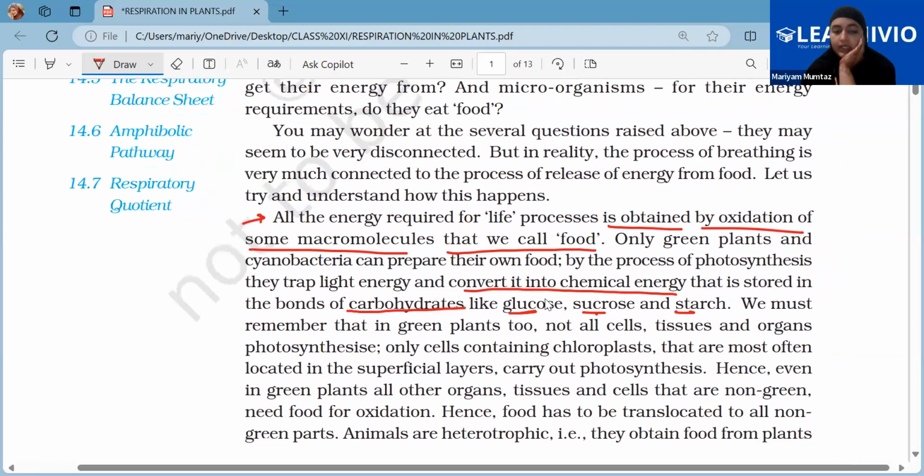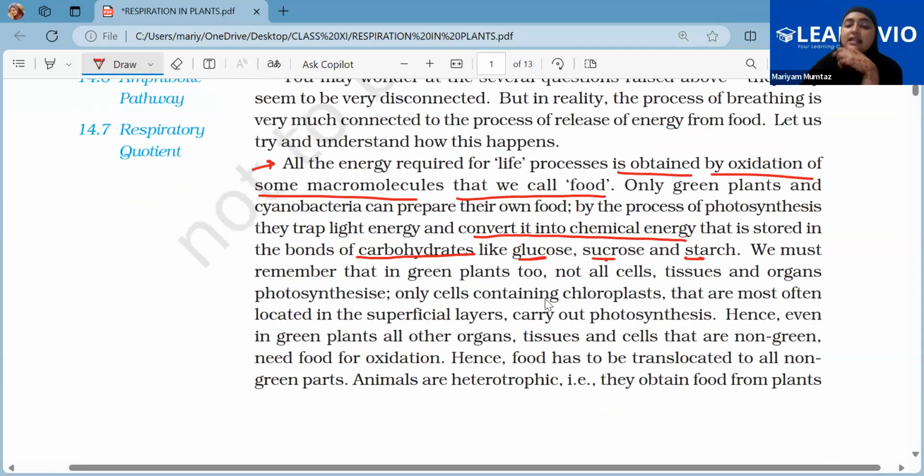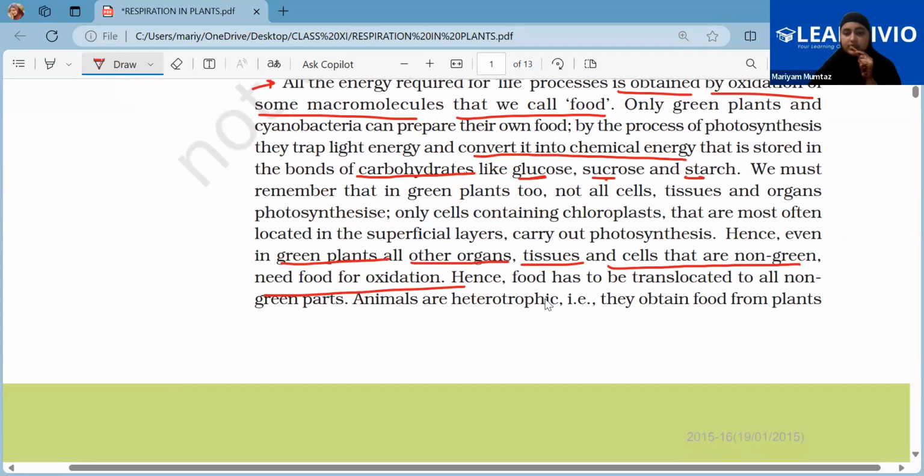Yes. Now, in the plants, all of the cells photosynthesize because we know that the plant's body contains chlorophyll. Hence, in green plants, all other organs, tissues, and cells that are non-green need food for oxidation. For all those green parts, we know that they can make their own food. But what about the non-green parts? They would require the food or the energy for the oxidation process.